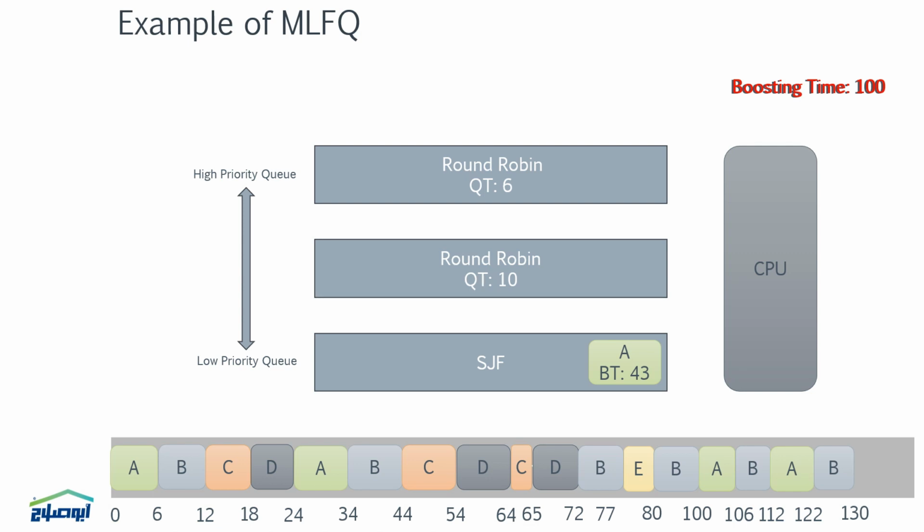As higher priority queues are empty, Process A enters the CPU and completes at 173 units of time as no other process arrived during the process execution.